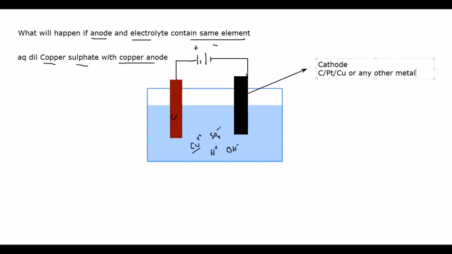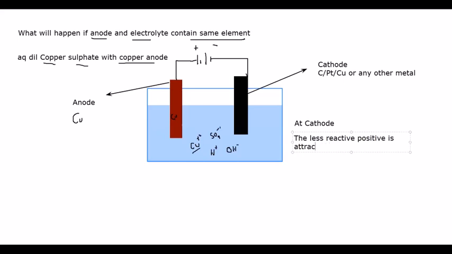But the anode specifically, if the anode contains the same element as the electrolyte, so the anode in this example consists of copper. So what will we observe? First, the same rule is there. What is the criteria for a positive ion? For positive ion, we always check the reactivity. So what happened? First, at the cathode, the less reactive positive ion is attracted or moved towards the cathode, or discharged at the cathode.